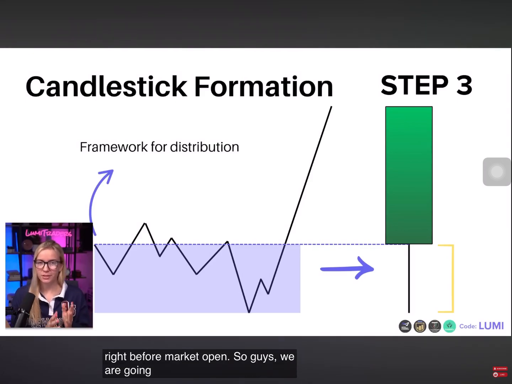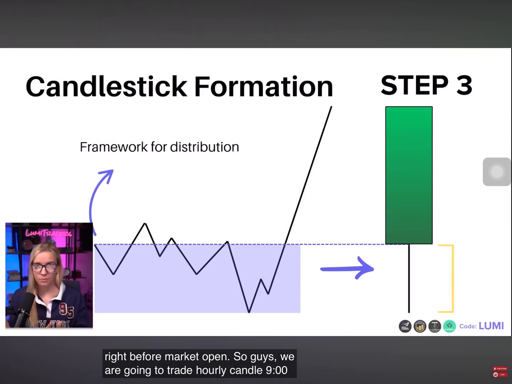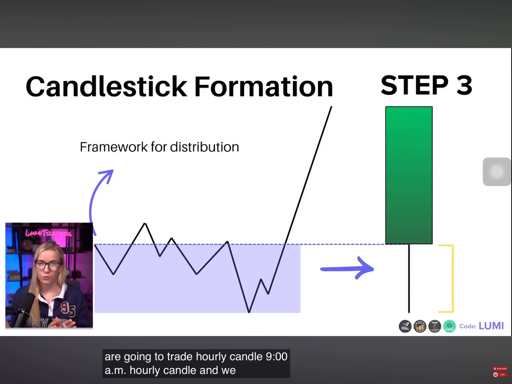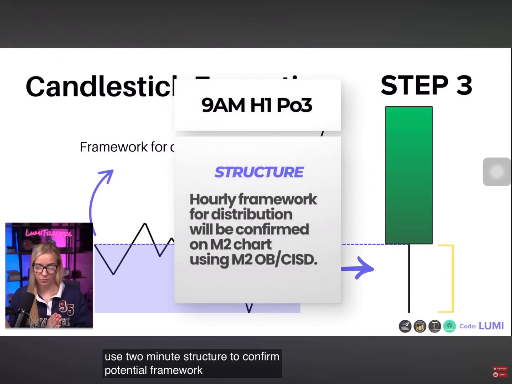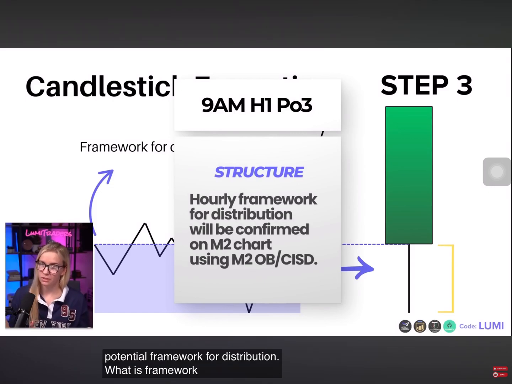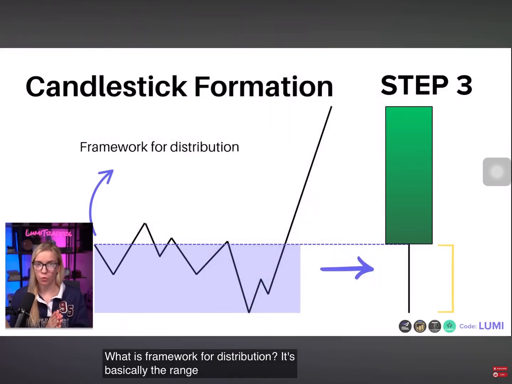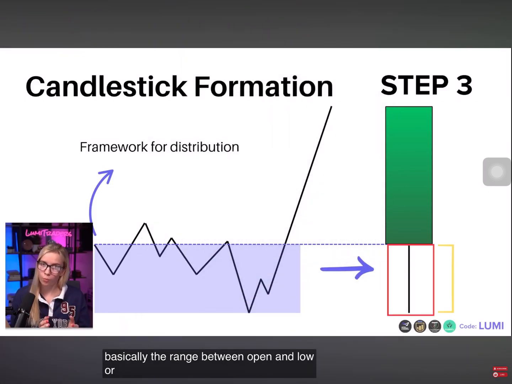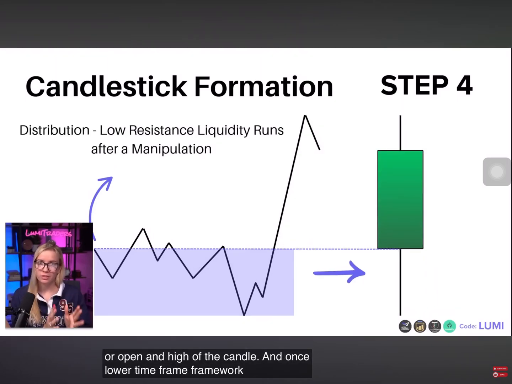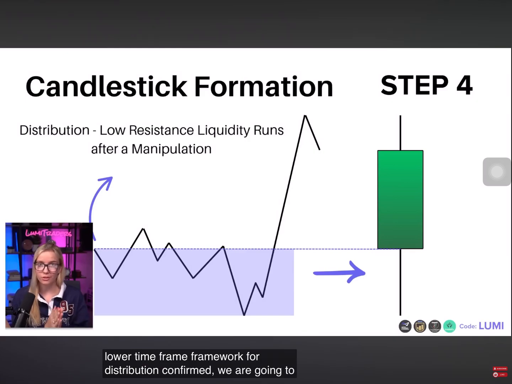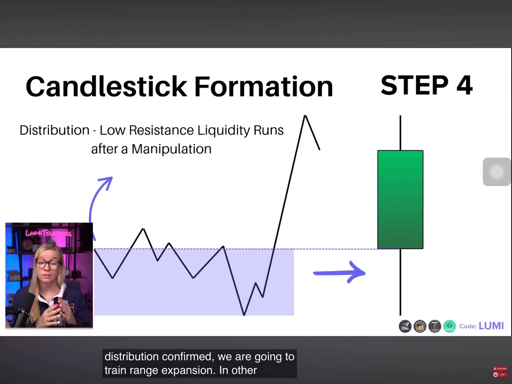So guys, we are going to trade the hourly candle, the 9 a.m. hourly candle, and we are going to use 2-minute structure to confirm the potential framework for distribution. What is the framework for distribution? It's basically the range between open and low or open and high of the candle. And once the lower time frame framework for distribution is confirmed, we are going to trade range expansion. In other words, distribution.